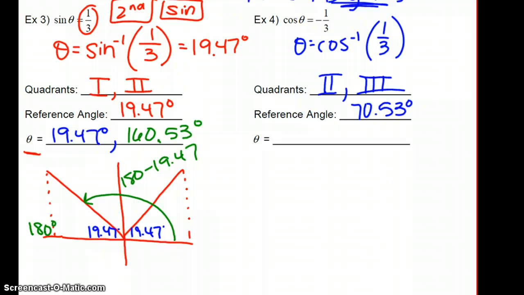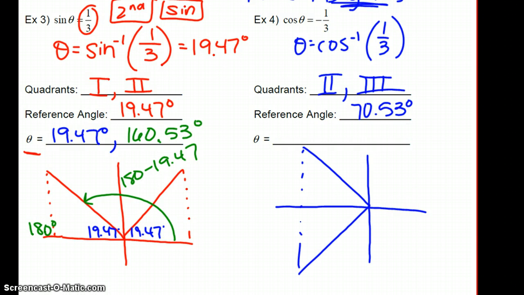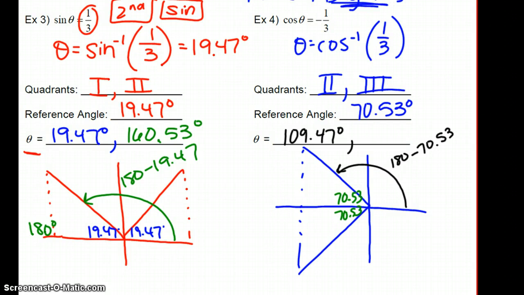Now again, think about where this is graphically. I'm in quadrants 2 and 3. Here's my angle in quadrant 2. Here's my angle in quadrant 3, where that reference angle is 70.53 degrees, again in between the terminal side and the x-axis. So to find my solution in quadrant 2, I need to say 180 minus 70.53, which gives me a solution of 109.47 degrees.